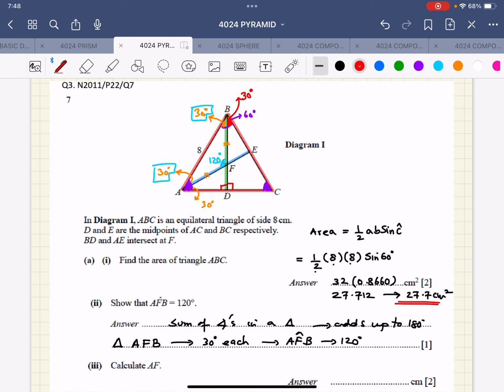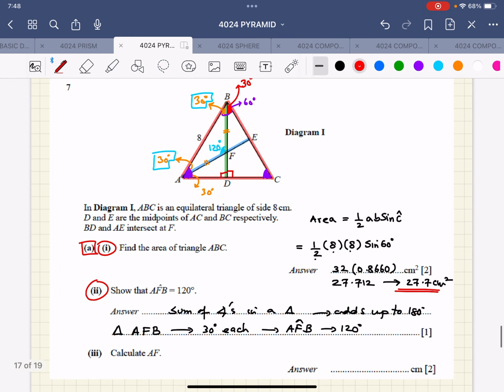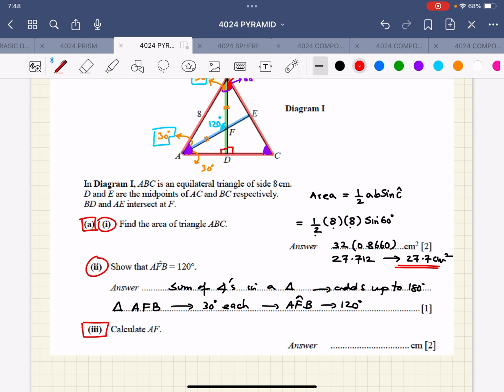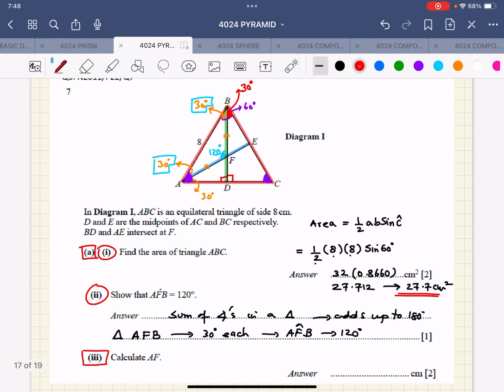So part 1 is done, part 2 is done, part A is done. Calculate AF. No, AF is left. What is AF? So A till F is this much. That is A till F. And BF will exactly be the same. Now we have 8 in front of 120. We have 30 in front of AF.